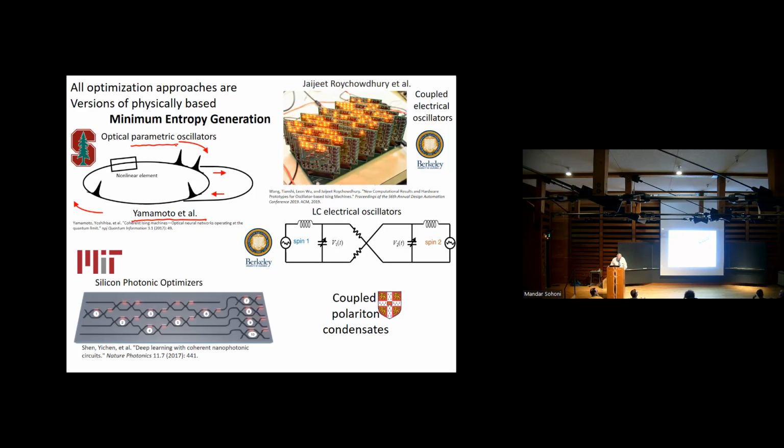There are other schemes, for example, electrical schemes. I have a colleague at Berkeley, Jagit Chowdhury, who makes electrical parametric oscillators, but he calls it injection locking, but it amounts to the same thing. I am also kind of fond of the electrical oscillators. I'll show you a little bit of my work on this.